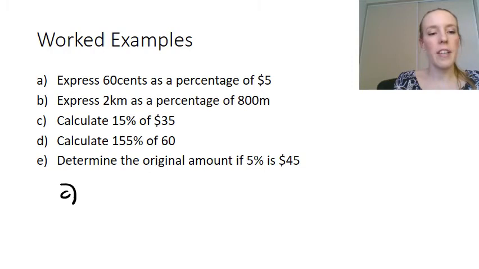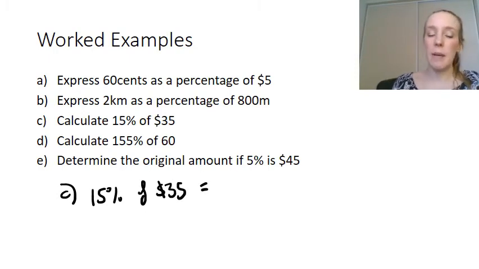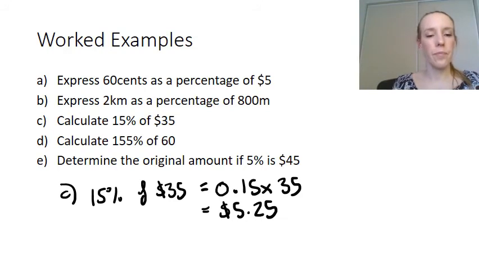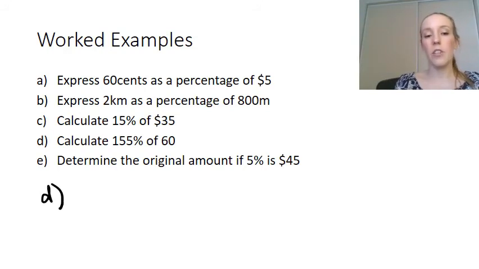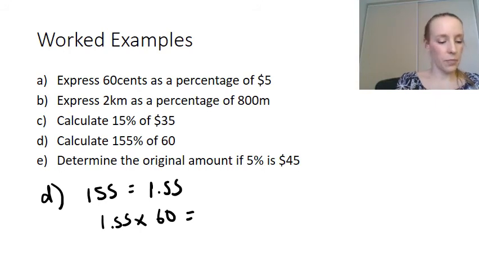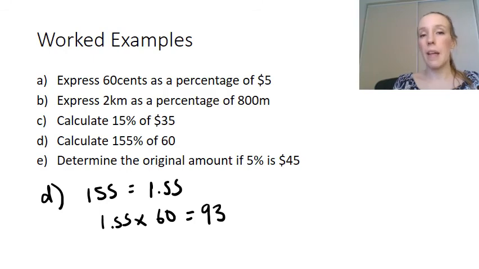Okay, third one, C, 15% of $35. The way I'm going to work this out is I'm going to turn 15% into a decimal and multiply that by 35. So that'll be 0.15 multiplied by 35, which equals $5.25. Okay, so for D, we have to calculate 155% of 60. Again, I'm going to turn 155% into a decimal, which is 1.55. So I've divided by 100, and I'm going to do 1.55 times 60 to get my answer. So 1.55 times 60 equals 93. Obviously that's bigger than what we started with, but that's because we're looking at 100% plus 55 extra percent. So that's why the answer is bigger than what we actually started with.